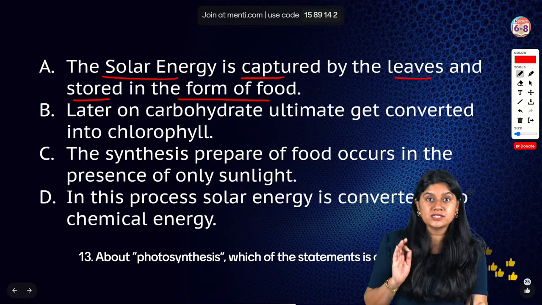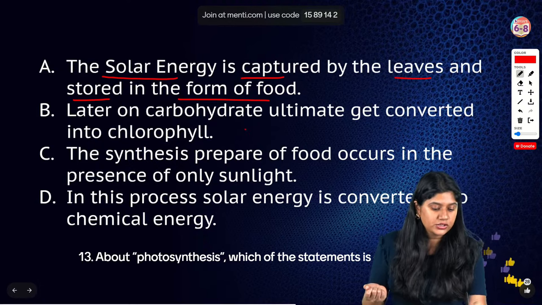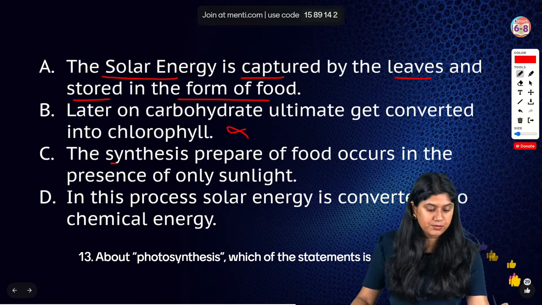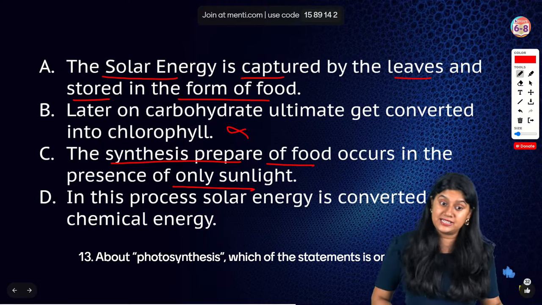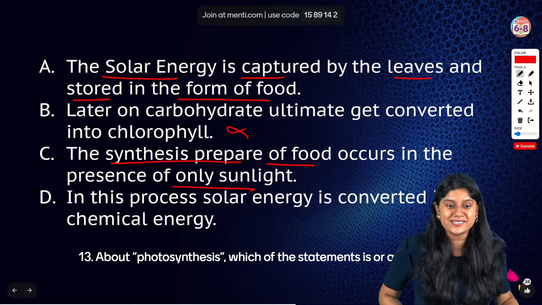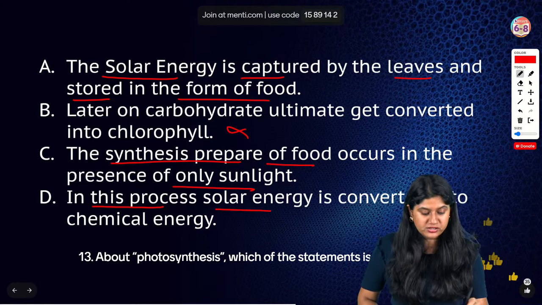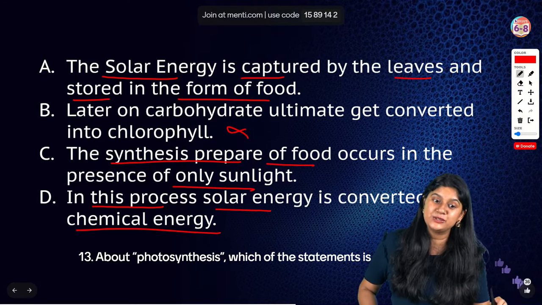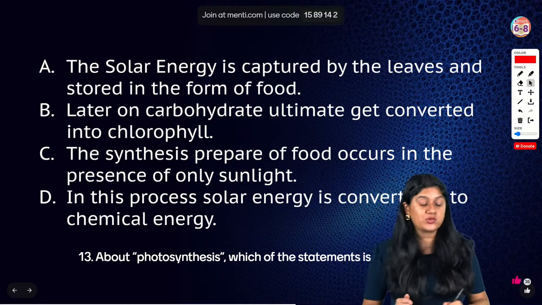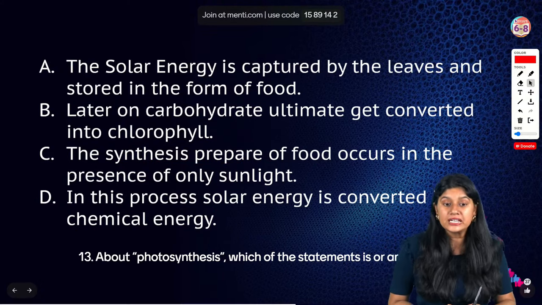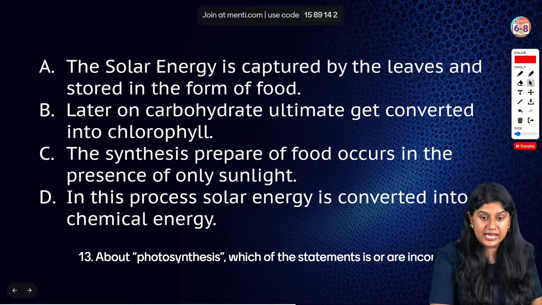We know that the glucose is ultimately converted into and stored in the form of starch. So this is incorrect. The synthesis of food occurs in the presence of sunlight only. Yes, that is the reason we call it photosynthesis. And option D is that in this process, solar energy is converted into chemical energy. Yes, it's absolutely correct. So the correct answer over here is option number B, which is incorrect. Are we clear? I know that few of you got confused between A and B.